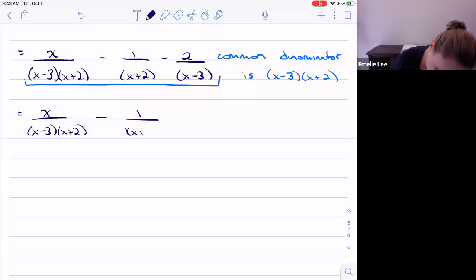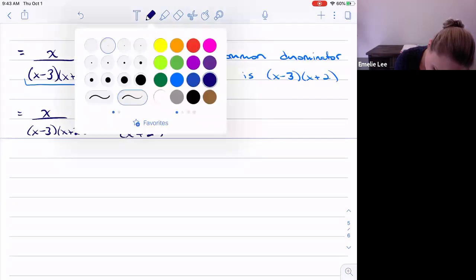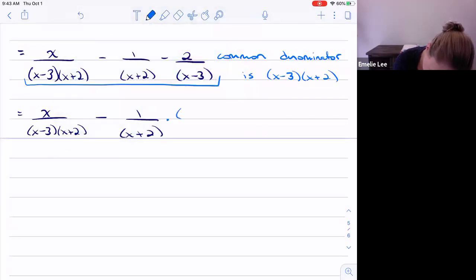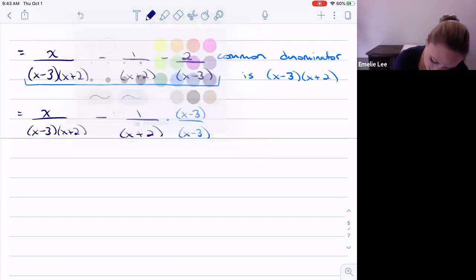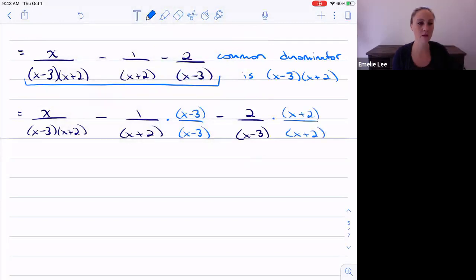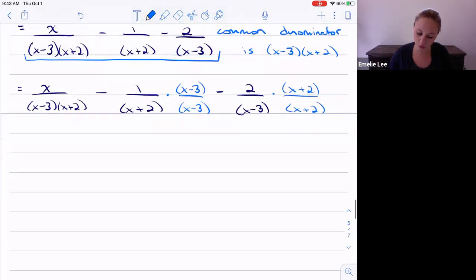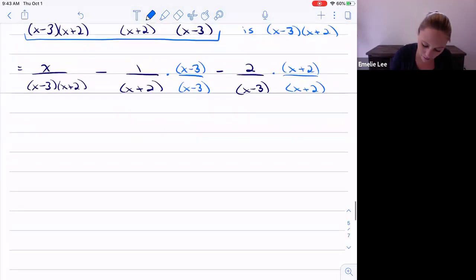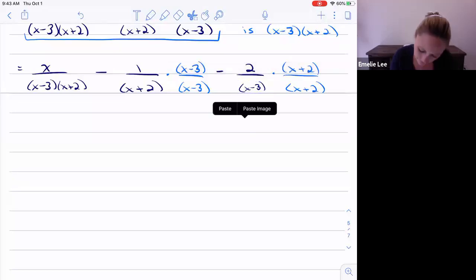plus 2, oops, and then times (x minus 3) over (x minus 3), minus 2 over x minus 3 times (x plus 2) over (x plus 2). Same trick we've been using for a while now. Make sure this doesn't get cut across the page here. There.